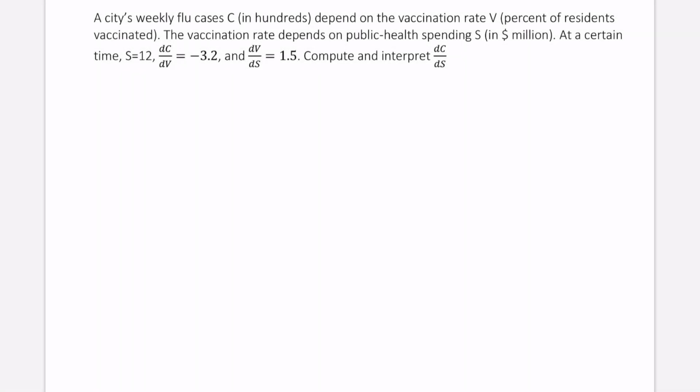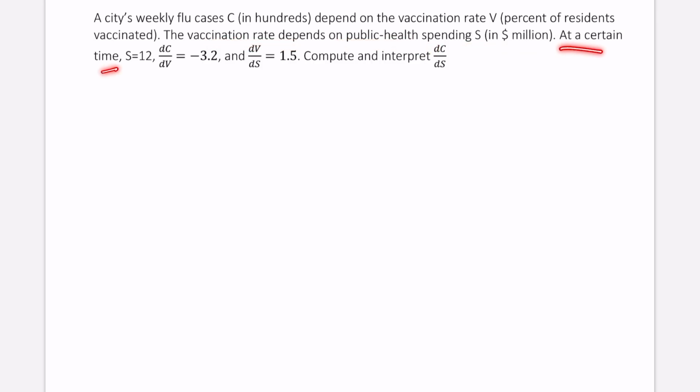Welcome. In this video, I'm going to show you an application of the chain rule. A city's weekly flu cases C in hundreds depends on the vaccination rate V, percent of residents vaccinated. The vaccination rate now depends on public health spending S in billions of dollars.